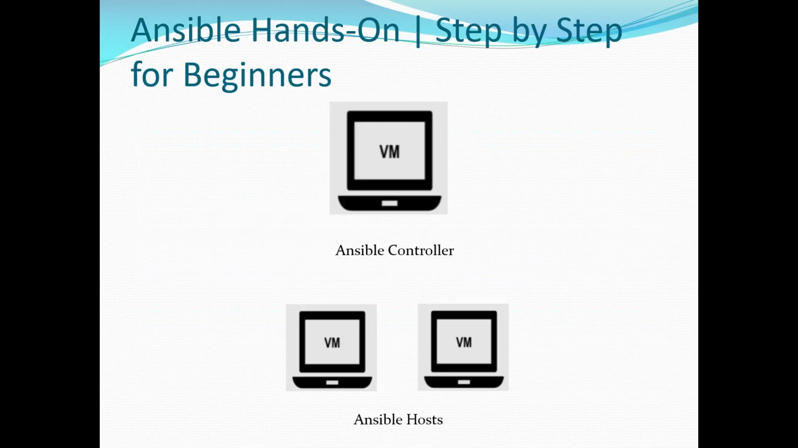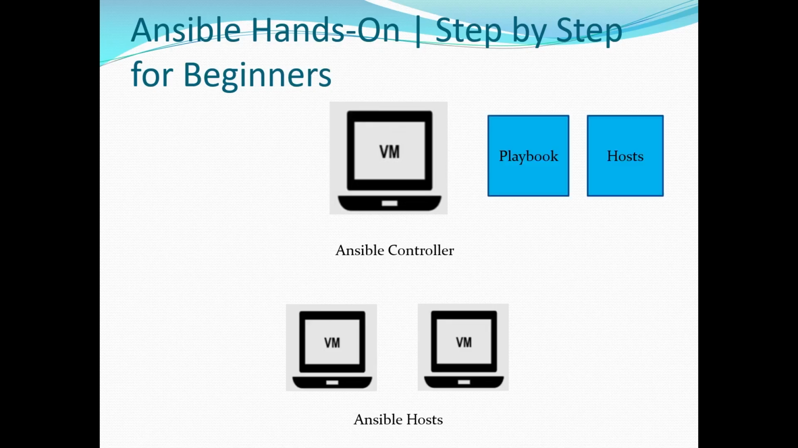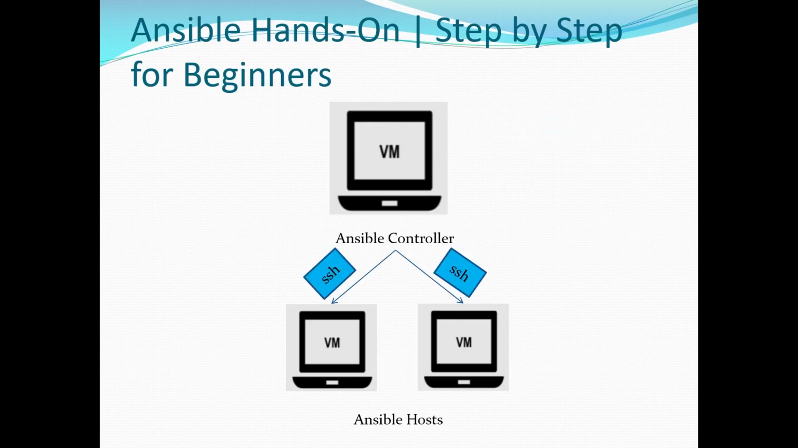So here is the idea again. Controller machine, and we have two host machines where we'll be running some instructions. How do you do it? By using the playbook file and the host file. And obviously I have told you we do it through the SSH connections.